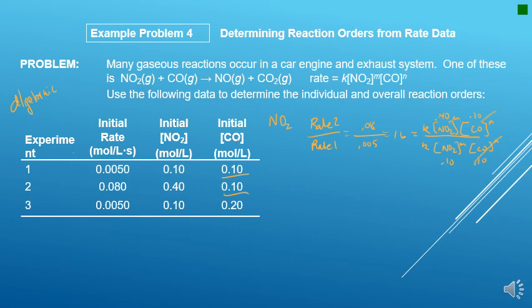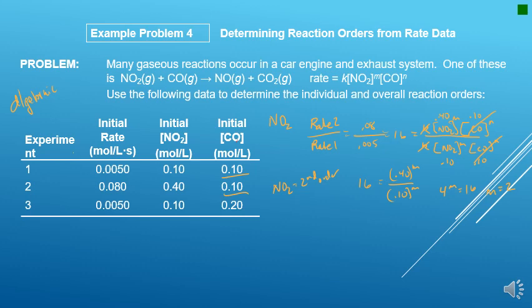So again, the 0.1 raised to the N power, both of those cancel. My 2 K's cancel. So now that leaves me essentially with 16 equals 0.40 over 0.1 raised to the M. So I have essentially 4 to the M power equals 16. So I know my M is equal to 2. So I know NO2 is a second order reactant.